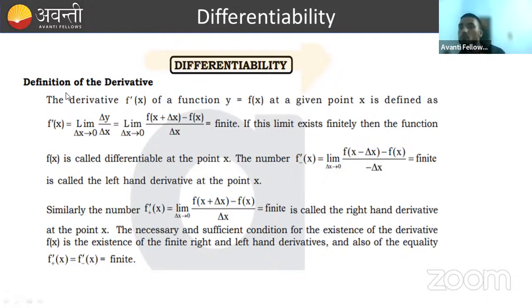Okay, so there can be two kinds of changes: one is negative changes, the other is positive changes. So you can see here f dash x, delta x tending to 0, change in x is minus delta x. This is called the left-hand derivative. And if it is a positive change, we call it the right-hand derivative. If the left-hand derivative and right-hand derivative are equal and finite, then we can say that the function is differentiable.